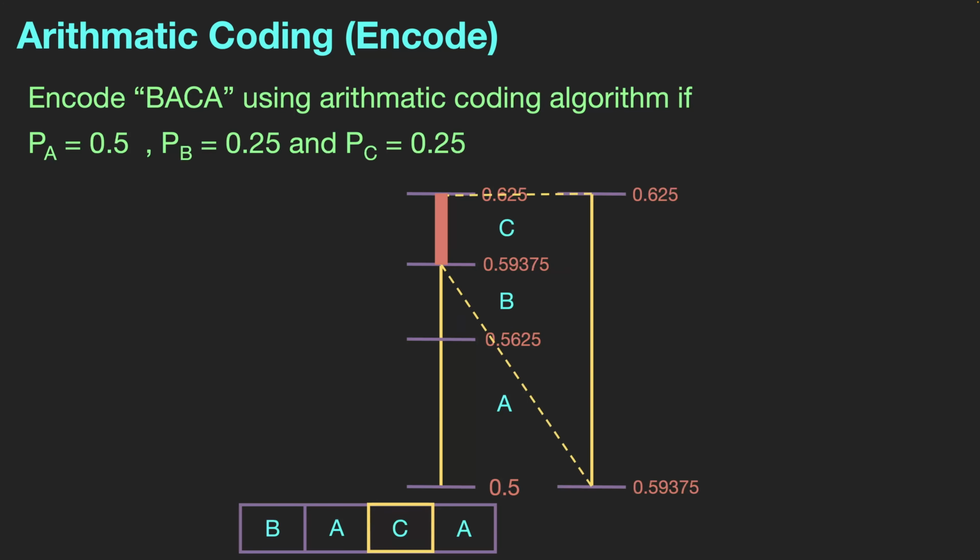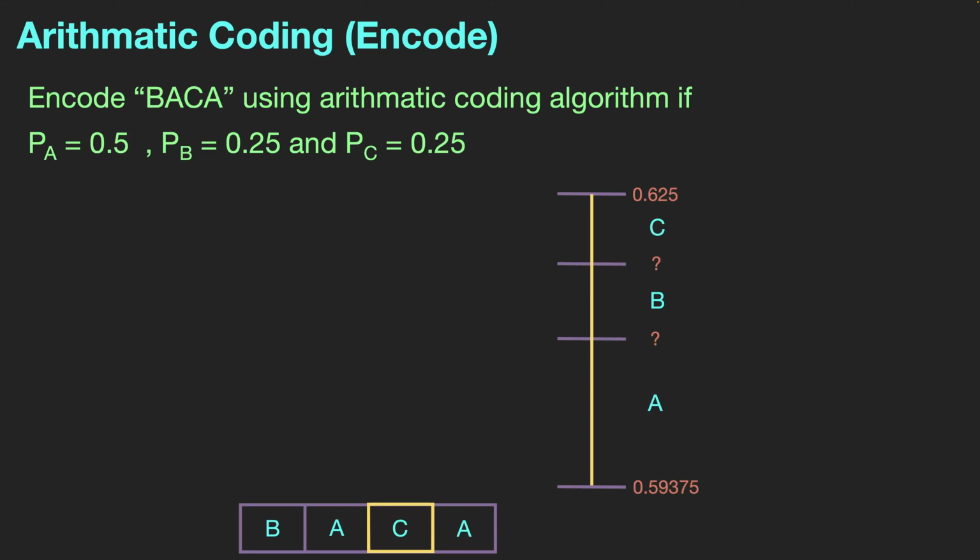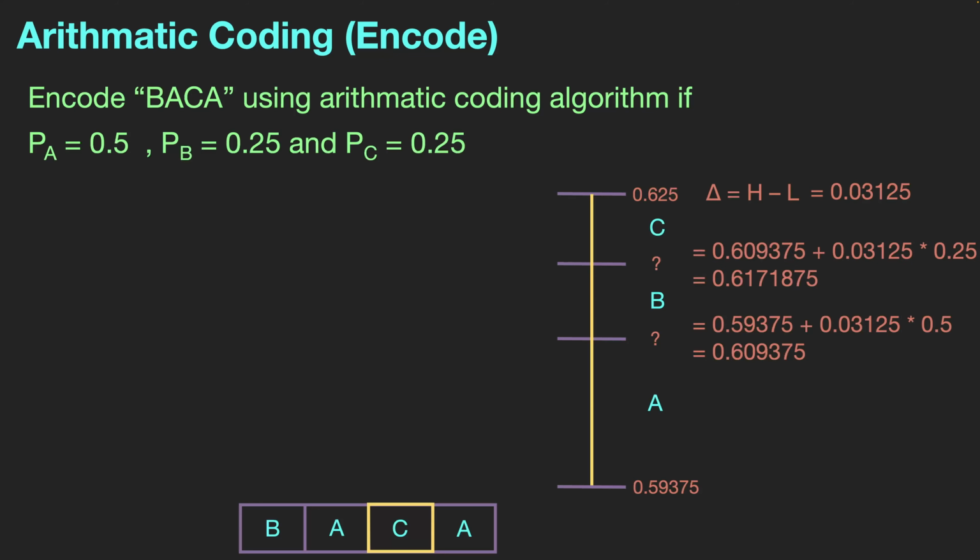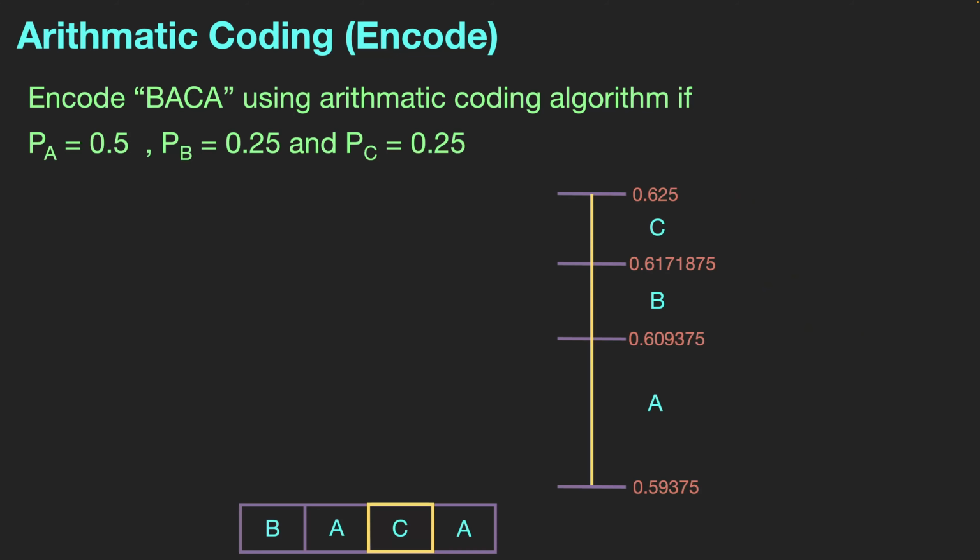and we will expand the interval of C. Repeating the similar calculation and reading the fourth character A from the data string, we will select the interval with low value 0.59375 and high value 0.609375. As the full data string consumption is completed, we will take the average of the low and high value.